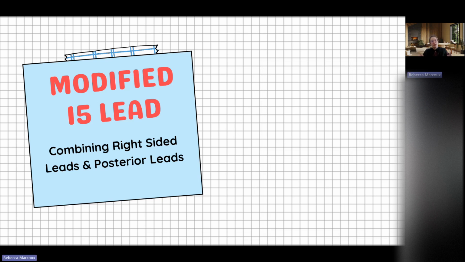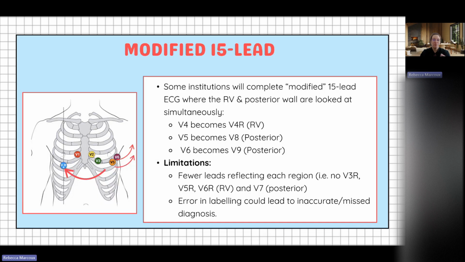So again, this was tricky. Some places you look will say a 15 lead is always a combination of right-sided and posterior leads with our 12 lead. Some use just posterior leads. So we're going to talk a little bit about this.